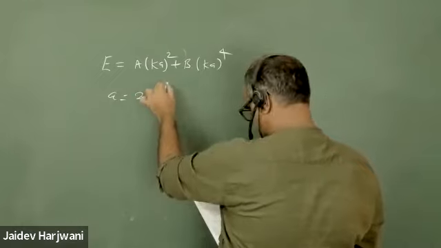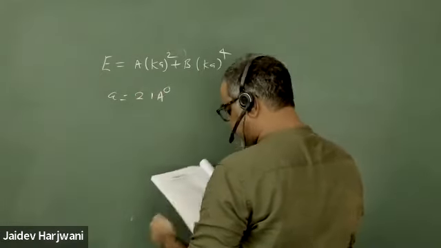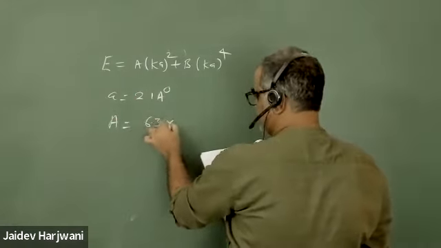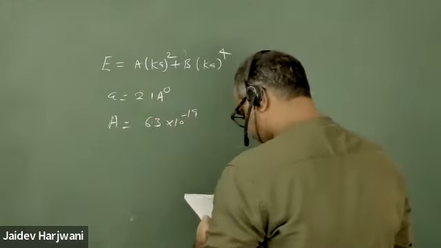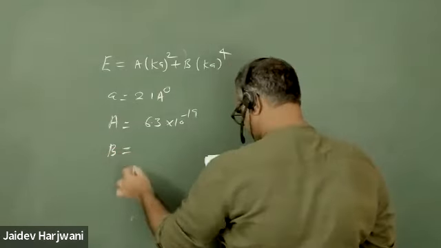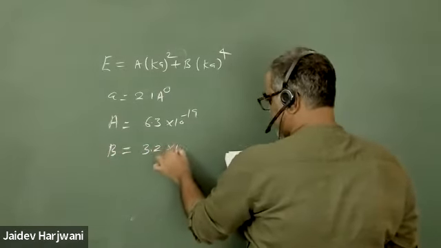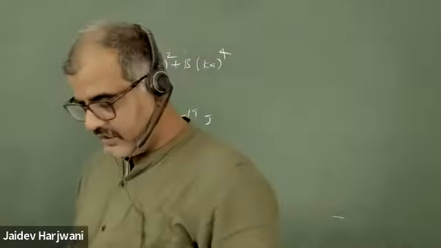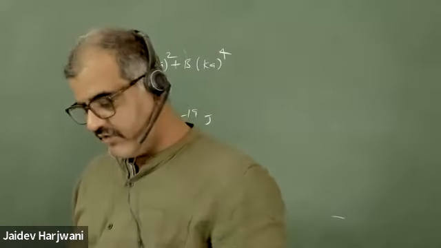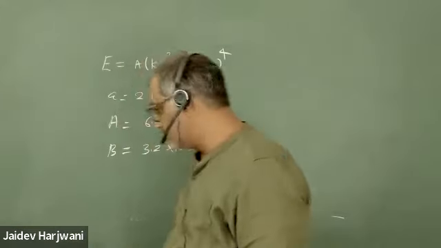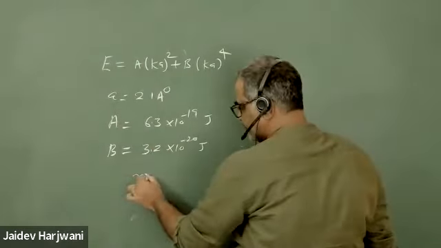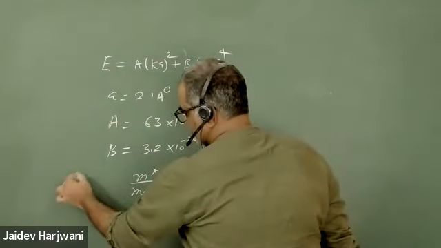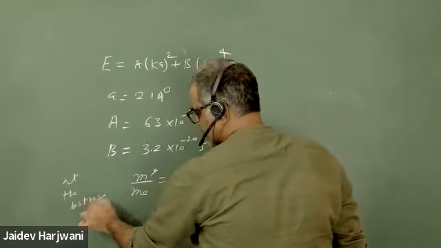The lattice constant a is 2.1 angstrom, and the value of A is given as 6.3 into 10 raised to power minus 19, and the B value is given as 3.2 into 10 raised to power minus 20 J. These values are given. You are asked: at the bottom of the conduction band, what is the ratio of the effective mass of the electron to the mass of a free electron? So you need to calculate M star versus Me at the bottom of the conduction band.